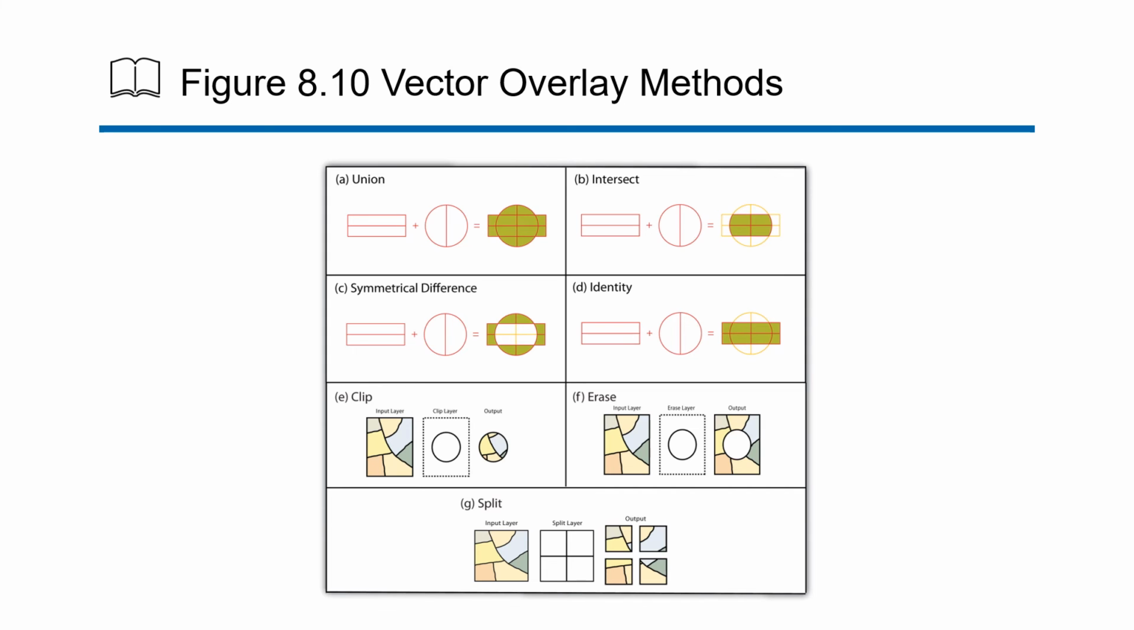Erase is sort of the opposite. I liken clip and erase to making cookies. Your input is your cookie dough, your clip layer is your cookie cutter. Clip gives you a cookie, erase gives you the sheet of cookie dough after you remove the cookie. Split uses one feature to essentially split another feature, and that's what that does. Clip and erase and split don't maintain any attributes from the clip layer. They simply chop up the input layer. The input attributes will still be there, but nothing from the clip.